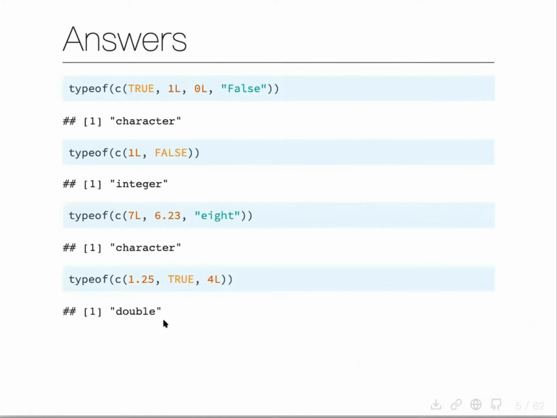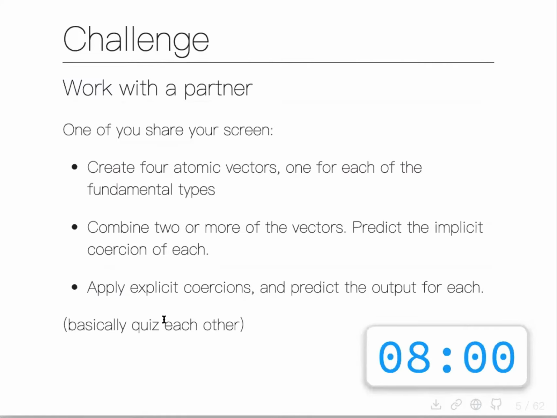Good. Okay, so here are the answers. We just use typeof. So typeof on the first one, we get character. Typeof on the second one, we get integer. Typeof on the third, we get character. And typeof on the last one, we get double. So we were right on all of those.